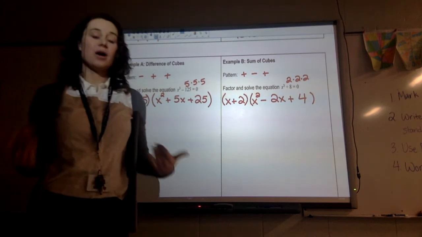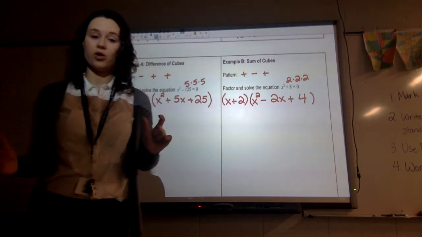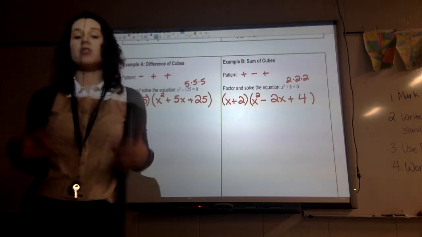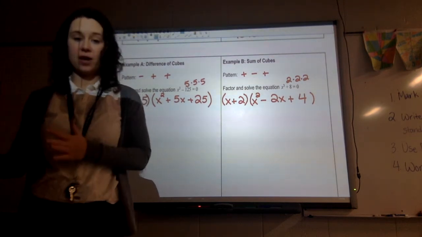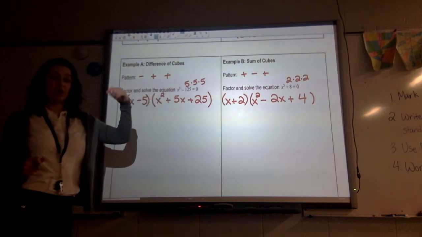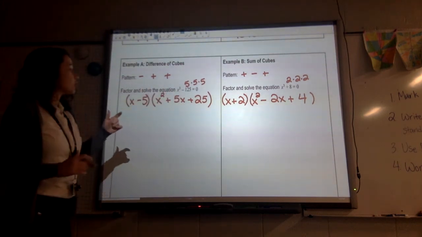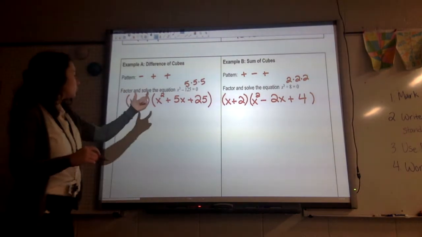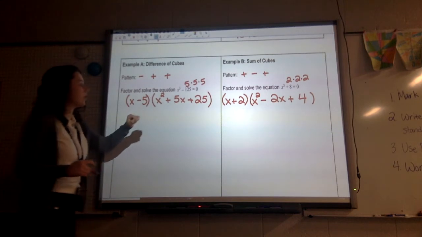So hopefully you took my advice and went and factored everything on your practice sheet first, okay? Now I'm going to show you what to do to solve after you've factored, okay? We are looking for where this equation equals 0. So sort of like what I did in the last 2 days, I'm going to take each piece and look for where it equals 0.